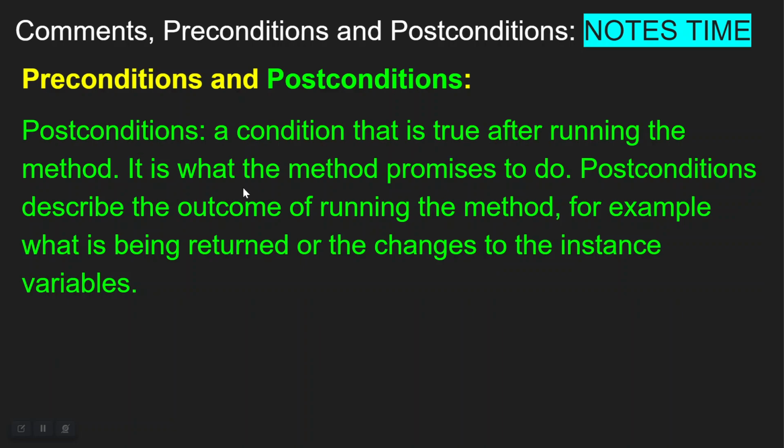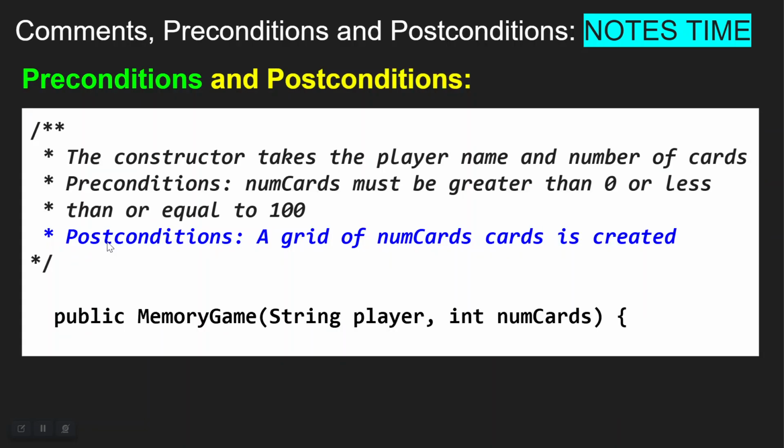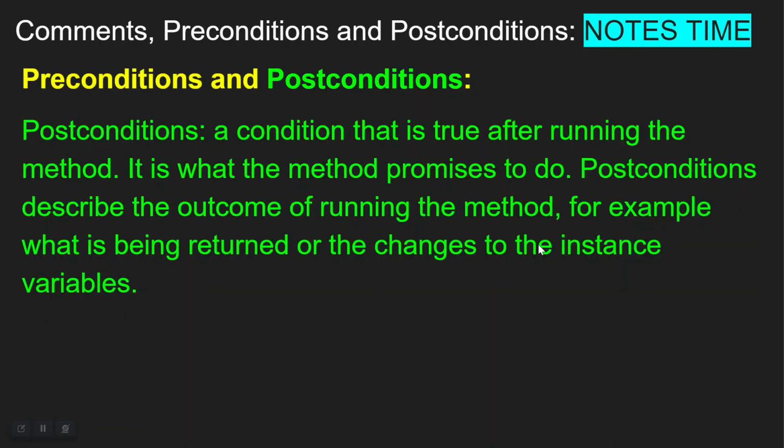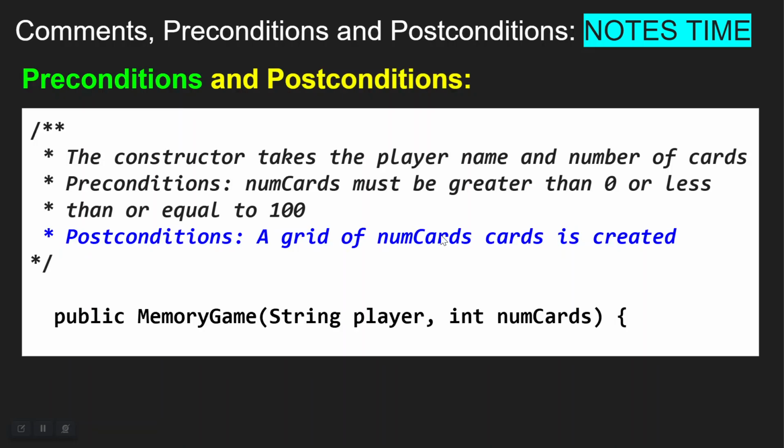Now, a postcondition is a condition that is true after running the method. Whether it's a method or a constructor, it's basically what must be true after this is done running. So it is what the method promises to do. Postconditions describe the outcome of running the method, for example, what is being returned or the changes to the instance variable. If a method changes an instance variable, the postconditions would describe that change. So again, for postconditions for my constructor, after the constructor is called, a grid of num cards is created.